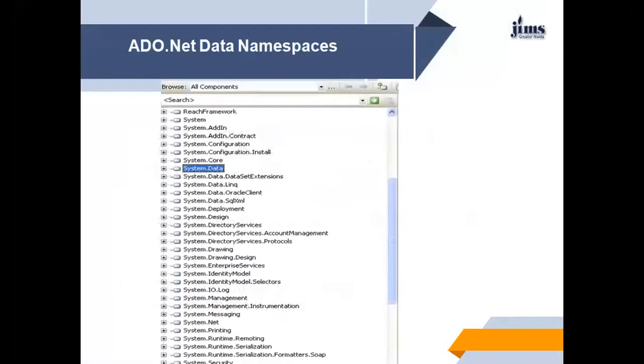So you can see the figure. In these ADO.NET data namespaces, you will find system.data. There are also system.data.set extension, system.data.link, system.data.oracle client, like this. But here we are talking about the system.data namespace, which is the primary namespace.